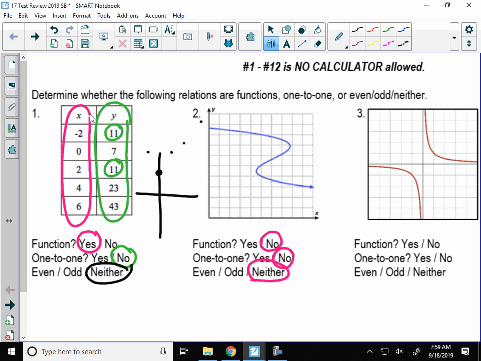Number 3, is a function. It passes the vertical line test. Remember, there is an asymptote on the y-axis, so we are not failing the vertical line test there. Same with 1 to 1, it is 1 to 1 because there is that asymptote at the x-axis, so we're not actually touching or crossing the x-axis. Even, odd, or neither, this would be an odd function because the graph is symmetric over the origin.